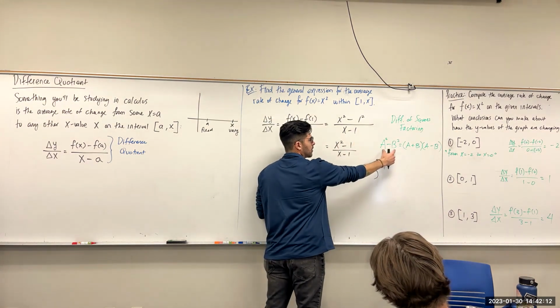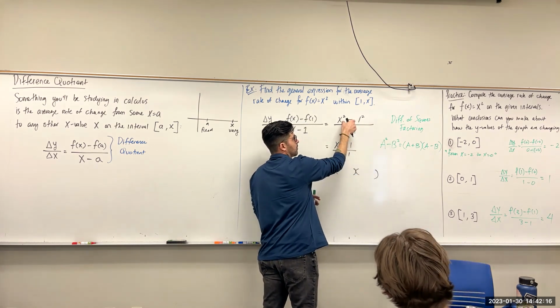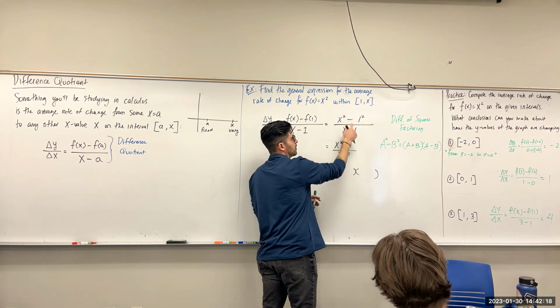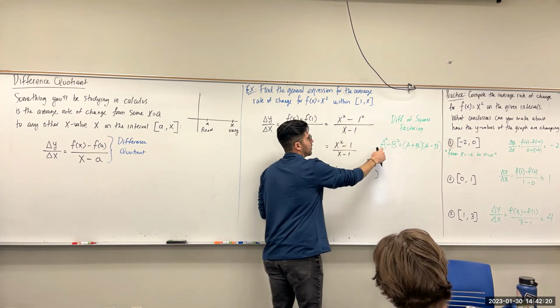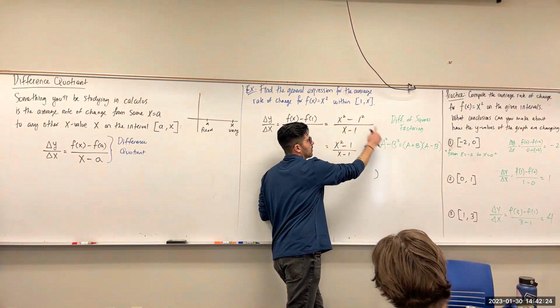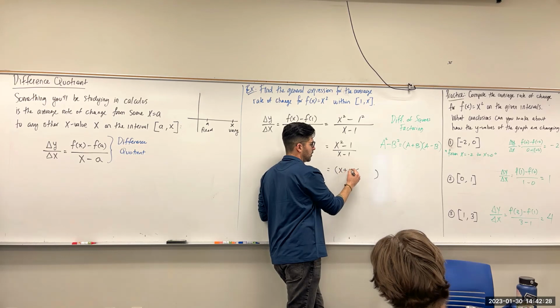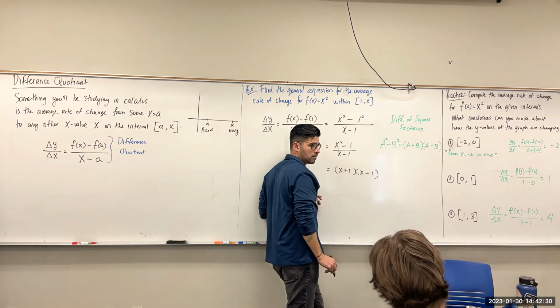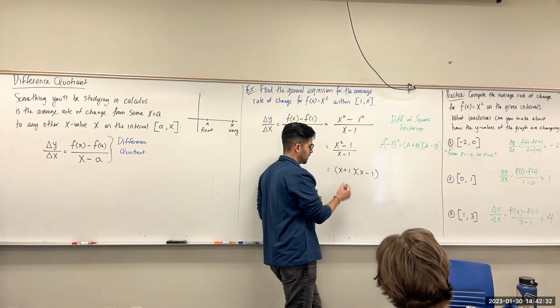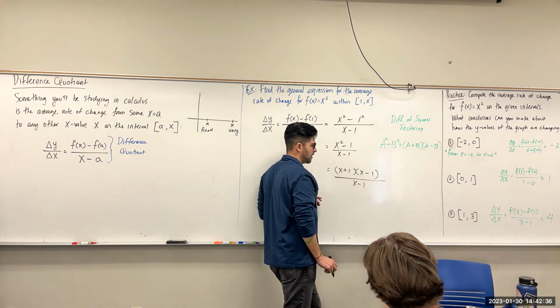If I try to use this formula here to factor this, look at this before we did this here. What's the a here? It's the x, and what's the b? It's 1. So that means that this is going to factor into x plus 1, x minus 1, all over x minus 1. And then what happens?